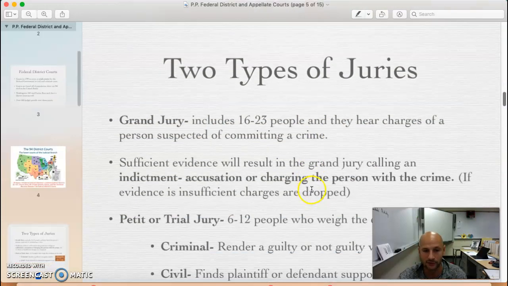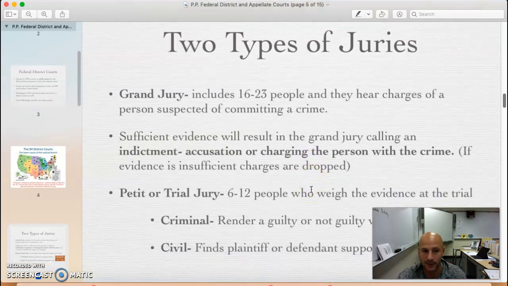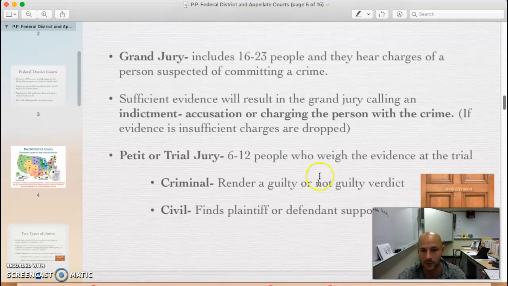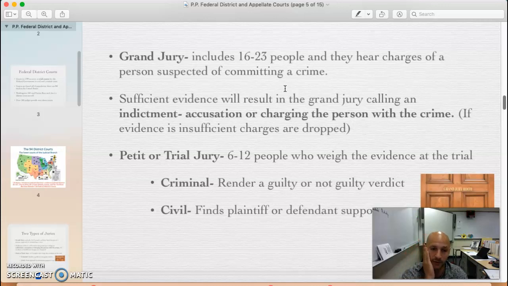There's two types of juries, and we've talked about this in our amendments. Number one, we have a grand jury. This includes 16 to 23 people. We saw this in our amendments. We talked about a grand jury. And they hear charges of a person suspected of committing a crime, and they will rule whether or not there's sufficient evidence to bring that person in after they've been investigated.